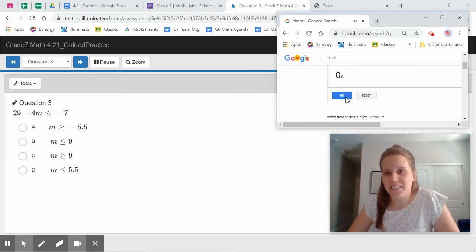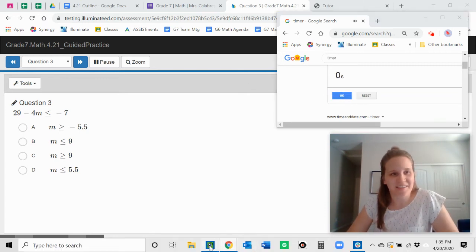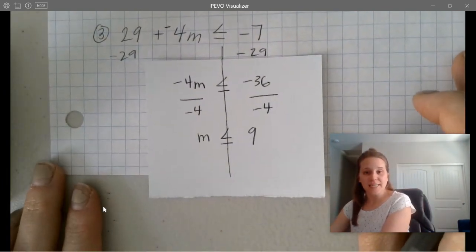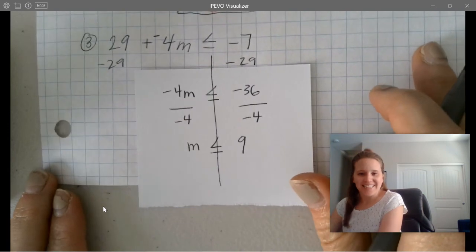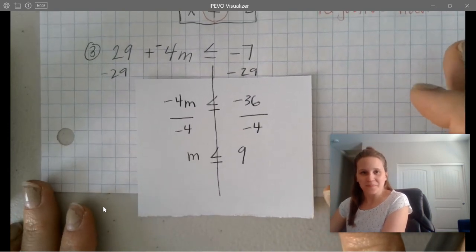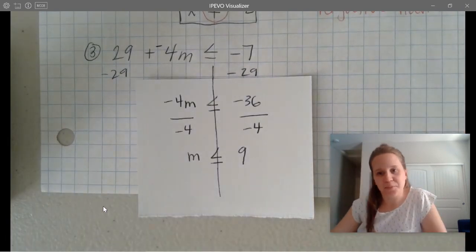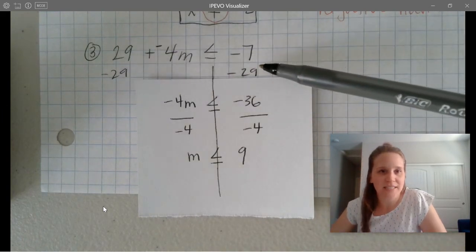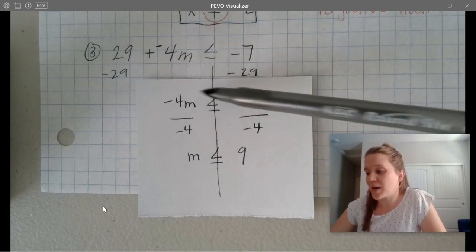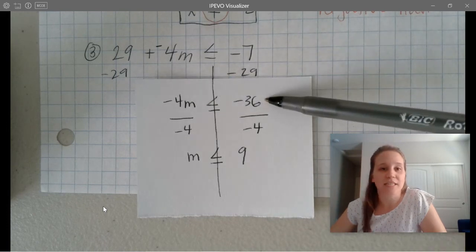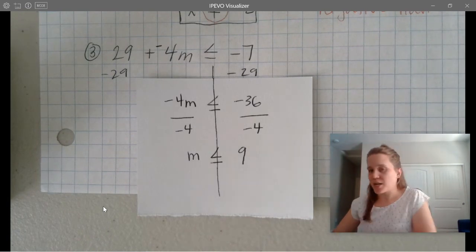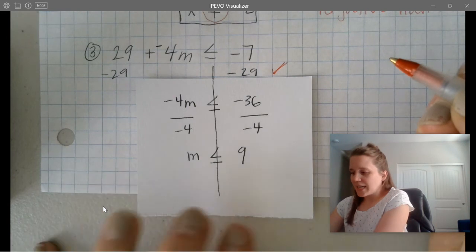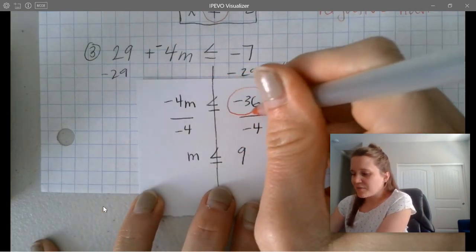All right, I cannot wait to see how you did. Let's take a look. Awesome. So here's an example of some work that I predict one of you put on your paper. I wish I could actually see your papers, but here we are. We knew to subtract 29 on both sides, so therefore we knew that negative 4m was less than or equal to negative 36. Go ahead and give yourself a check mark if you had that minus 29 correctly on your paper. And another thing I want you to check is this negative 36.